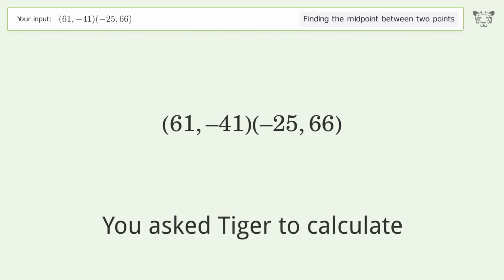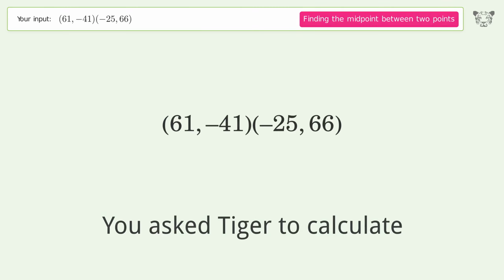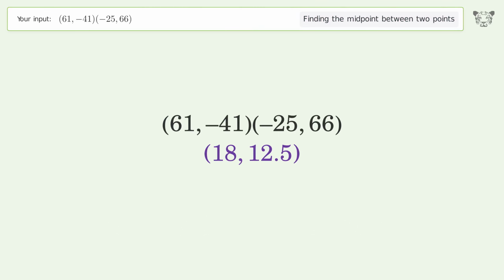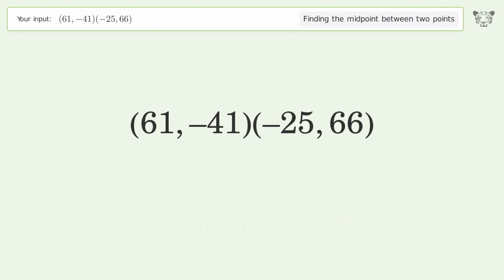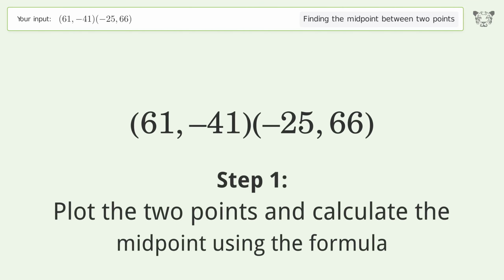You ask Tiger to calculate. This deals with finding the midpoint between 2 points. The midpoint between the 2 points is 18, 12.5. Let's solve it step by step. Plot the 2 points and calculate the midpoint using the formula.